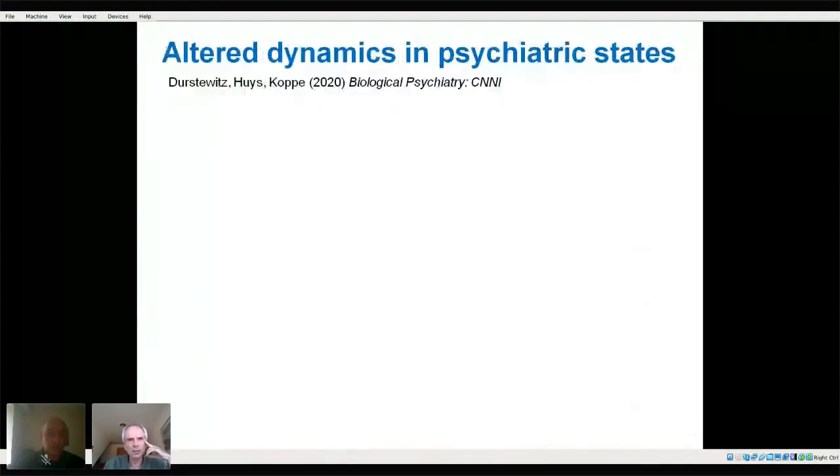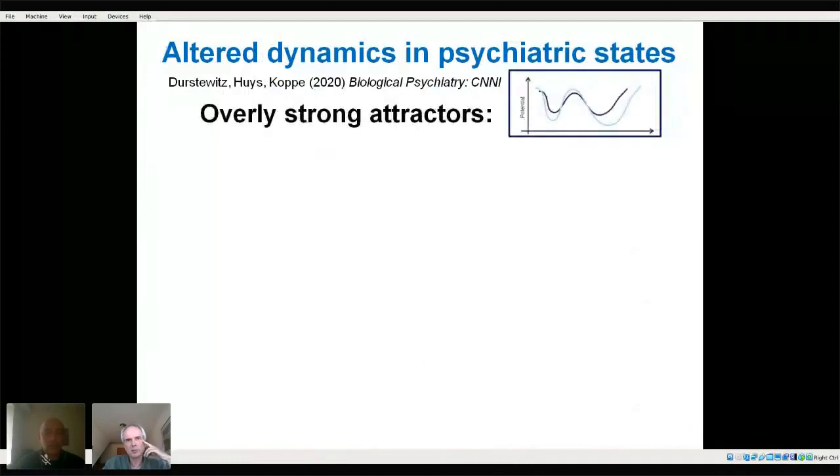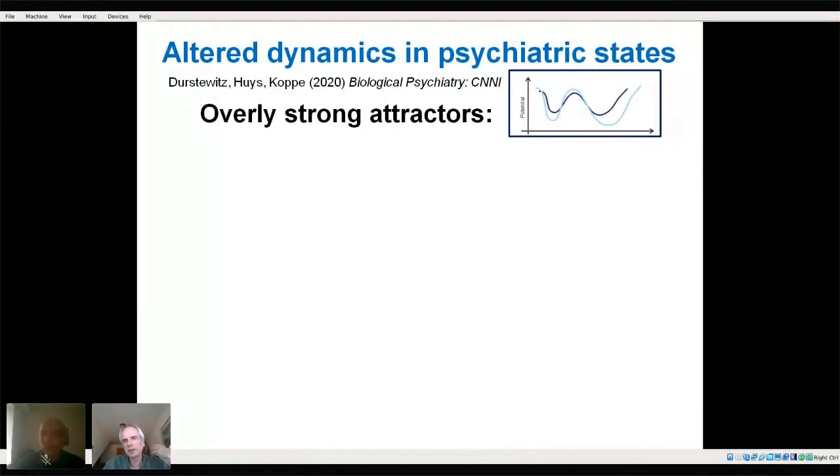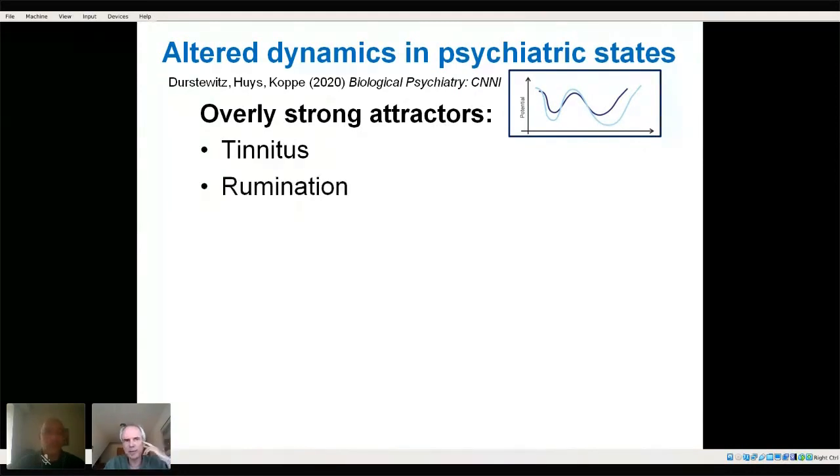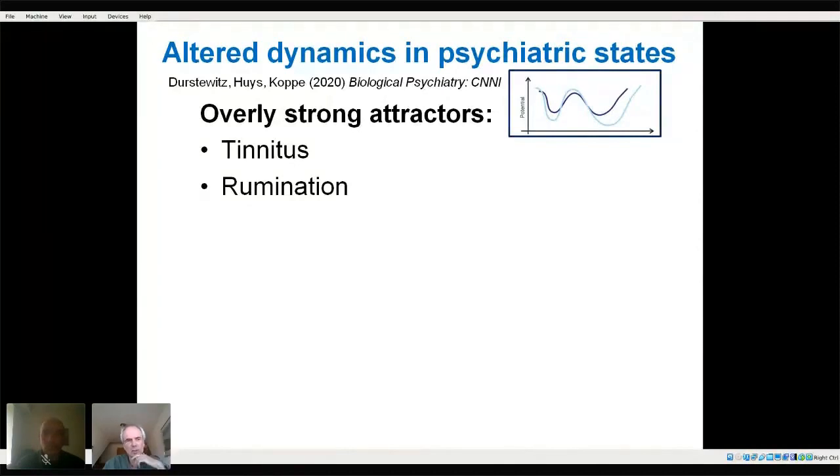Dynamical systems theory, as we have argued for a while, but most recently together with Quentin Huys in a recent review, might also play a fundamental role in understanding psychiatric conditions. Some things you can easily think of: if you have certain disturbances in the system dynamics, you would expect certain symptoms. For instance, if you have overly strong attractor states, as indicated by this cartoon of a potential landscape, then in an auditory area you might get tinnitus, an auditory percept that you cannot pull out of the attractor state anymore. If you move to frontal areas, you might get something like rumination, these ongoing sequences of thoughts in depression, for instance.